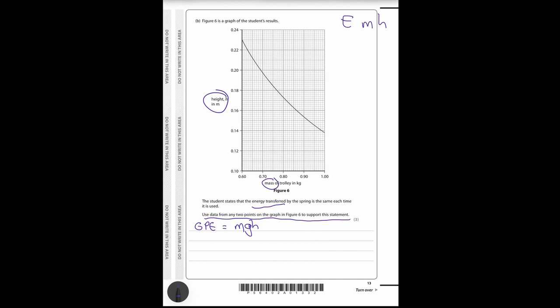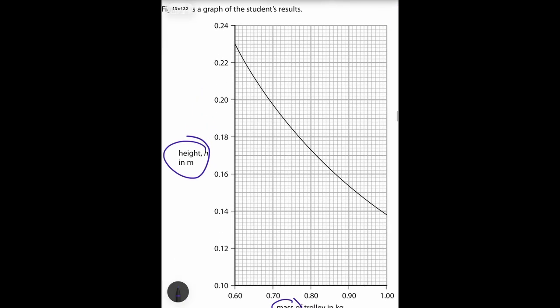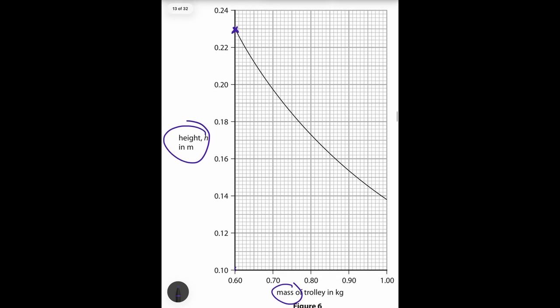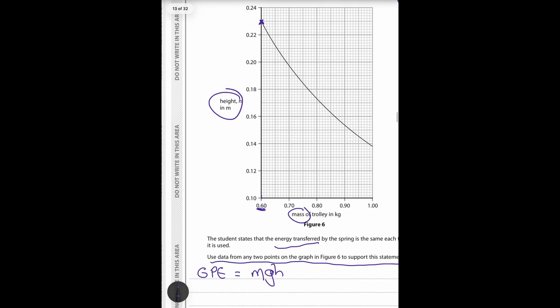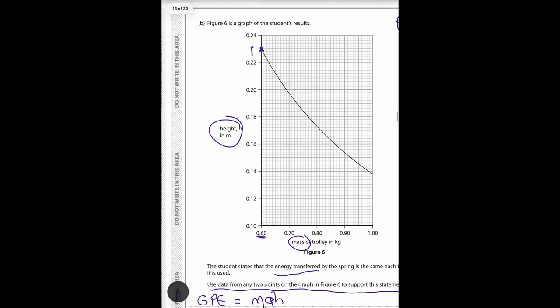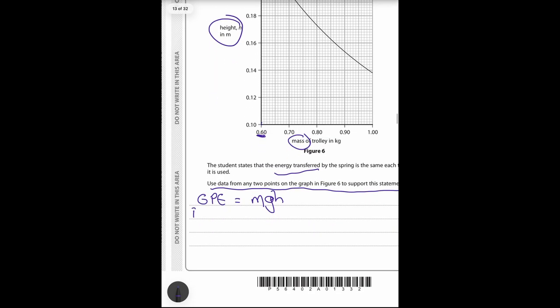So I'm just looking at any nice points over here. To be fair, this is a very nice point because it's on that line and it's on this line over here. So I can see that when the mass is 0.6, the height was 0.23. I'm going to do that calculation first. I'll label this point number 1, so the examiner can see very clearly what I'm doing. So point number 1, GPE equals, I've already written the formula there.